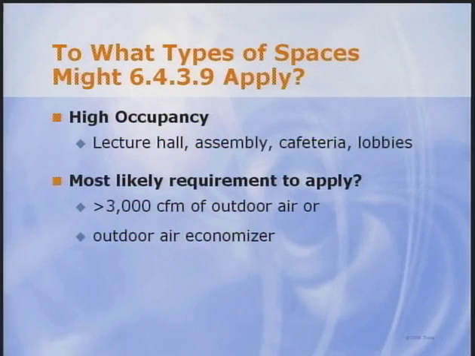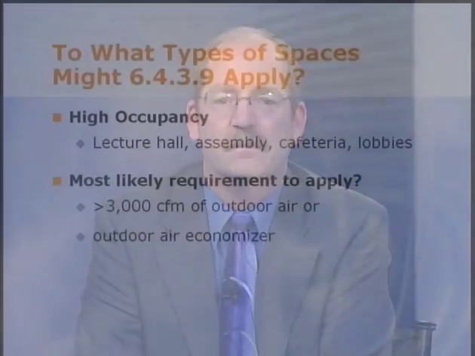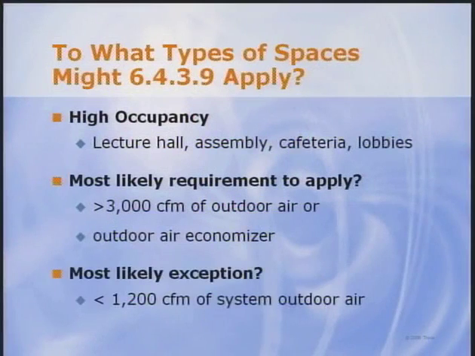Note that if the system ventilation is below 3,000 CFM, DCV may still be required. There are a lot of systems with air side economizers. If the zone meets the area and density thresholds and there's an air side economizer, then demand control ventilation is required. Finally, even if the zone has characteristics for which DCV would be required, it is exempt if the system outdoor air quantity is less than 1,200 CFM.